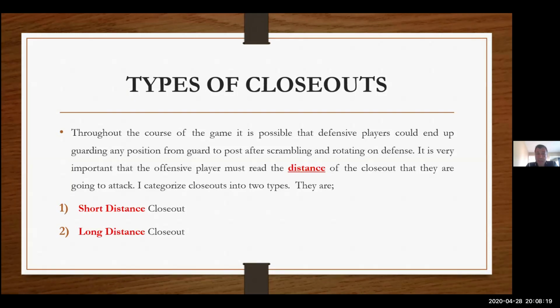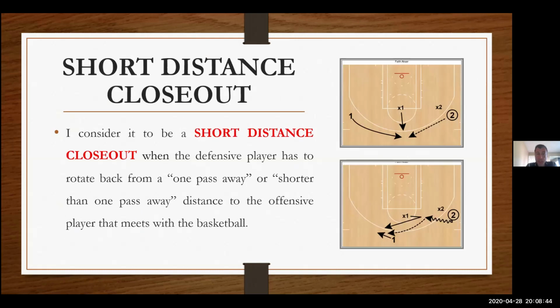And it is very important that the offensive player at this point must read the distance. I highlighted that because it's super important when it comes to teaching our offensive players to understand the distance of the closeout that they are going to attack. So with that said, I categorize closeouts into two types, which are short distance closeouts and long distance closeouts. Now I'm going to share what I mean by short and long distance closeouts.